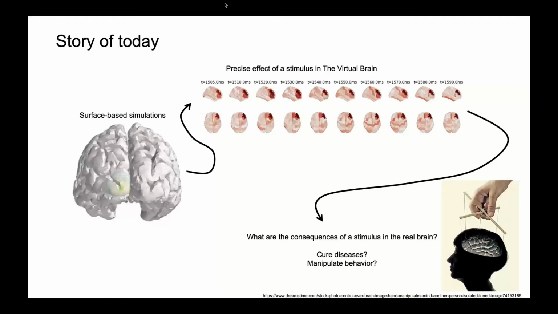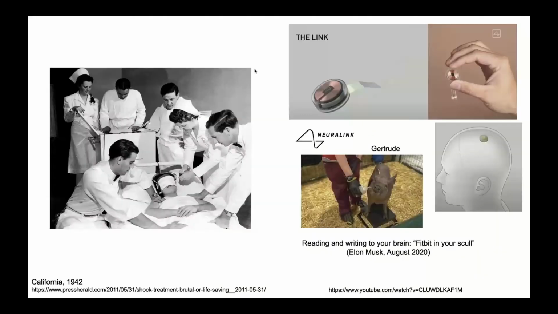So who's Gertrude? It's this happy pig here who has an implant. And this is supposed to be the Fitbit in your skull, as Elon Musk referred to it in August 2020, which is a tiny device, as you can see here, with some little fibers in the end, which is implanted just on the skull of your head. So now you can see Gertrude, the happy pig.